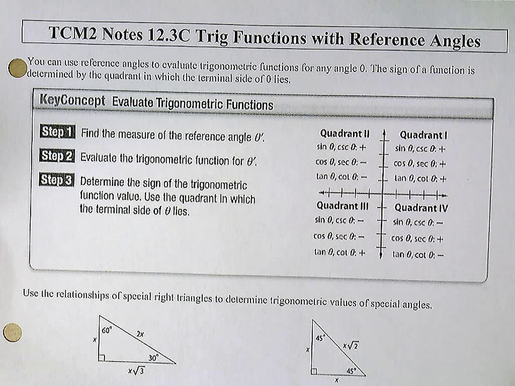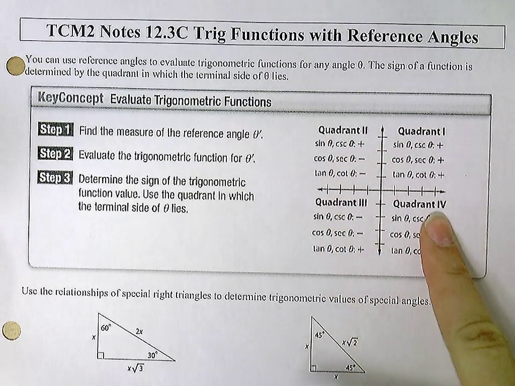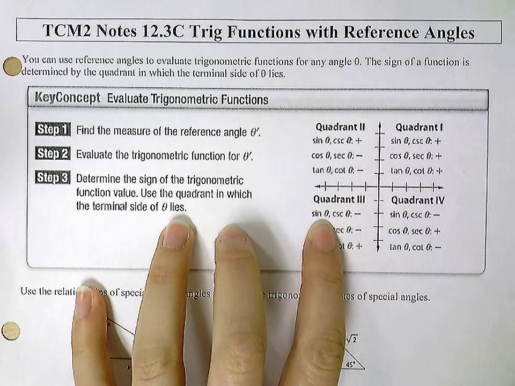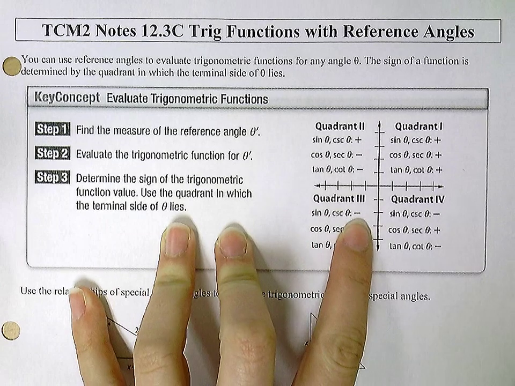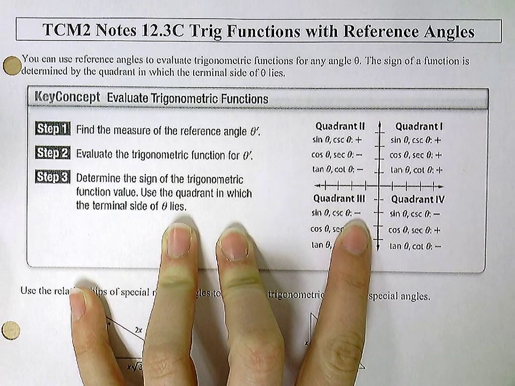The sign of a function is determined by the quadrant in which the terminal side of theta lies. Again, you have quadrants 1, 2, 3, and 4 laid out for you here. Now if you want to find, say, sine of theta in quadrant 3, it's here, and it's going to be negative. That's what that means when you're using this chart.